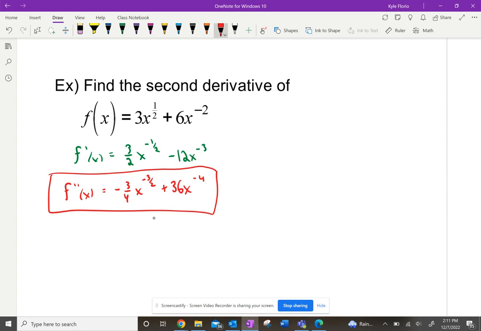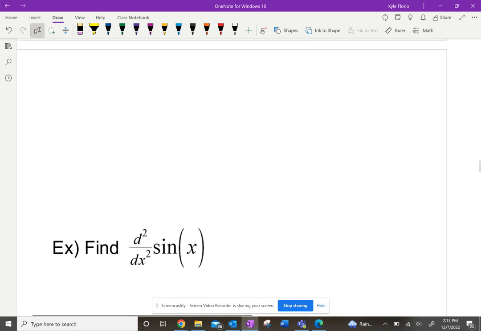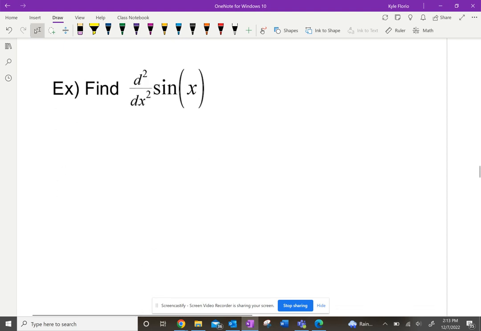Okay. You can rewrite it as negative 3 over 4x to the positive 3/2 plus 36 over x to the positive 4 if you want to use positive exponents. But what I circled is fine. I would not ask you to do more than that.